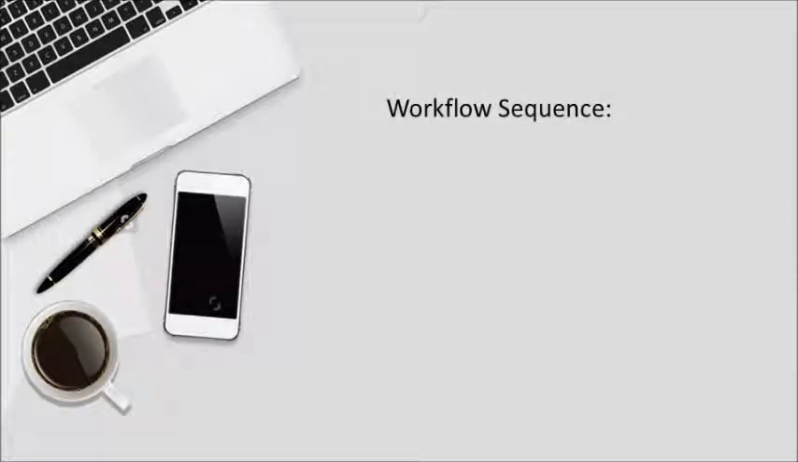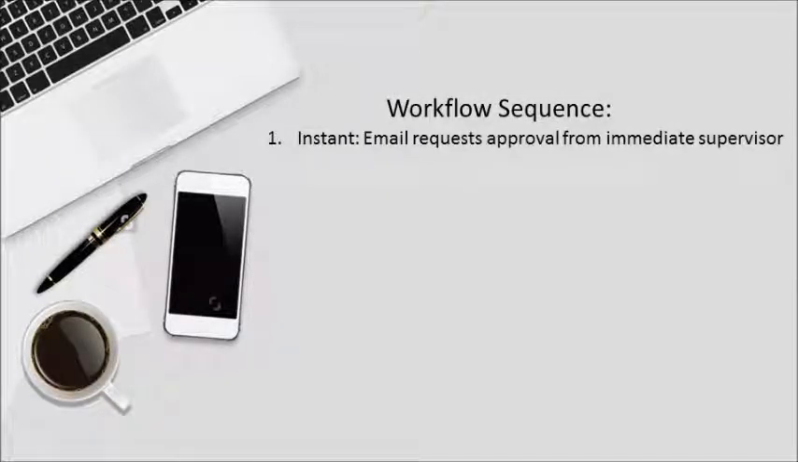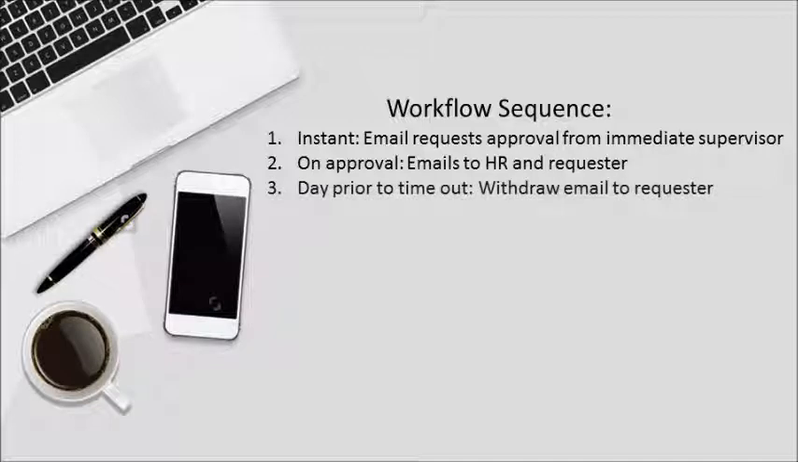As soon as you click on that button, your direct supervisor will receive an email indicating your request. Assuming your supervisor approves your request, an email goes to HR so that they can deduct the time off from your bank, and a confirmation goes to you letting you know that your supervisor has approved your request. The system then waits until 1 day prior to the start of your time off before sending you an email confirming that you still intend to take the time off.